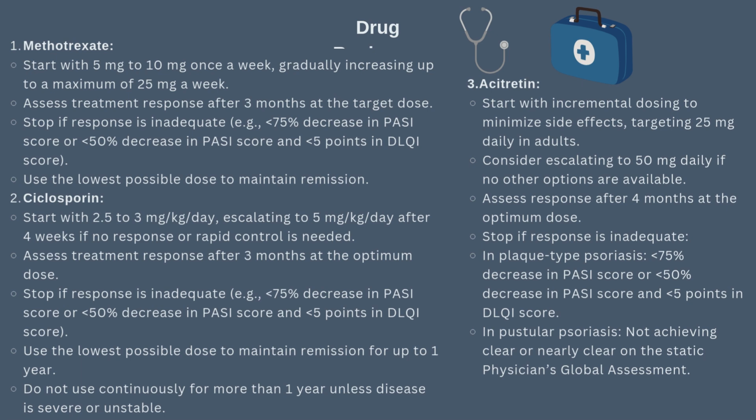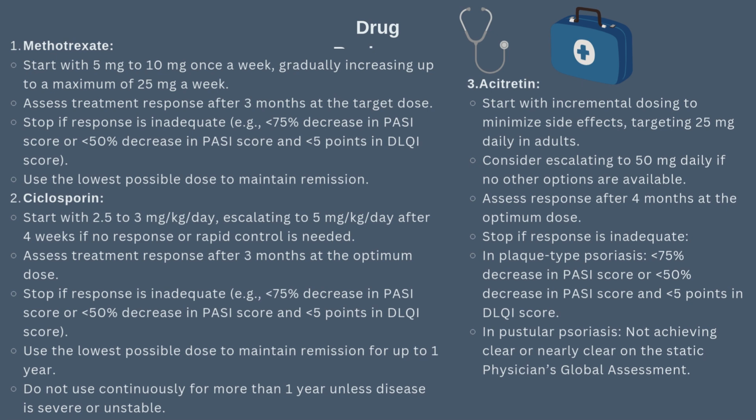Cyclosporin: start with 2.5 to 3 mg per kilogram per day, escalating to 5 mg per kilogram per day after 4 weeks if no response or rapid control is needed. Assess treatment response after 3 months at the optimum dose. Stop if response is inadequate, for example, less than 75% decrease in PASI score or less than 50% decrease in PASI score and less than 5 points in DLQI score. Use the lowest possible dose to maintain remission for up to 1 year. Do not use continuously for more than 1 year unless disease is severe or unstable.